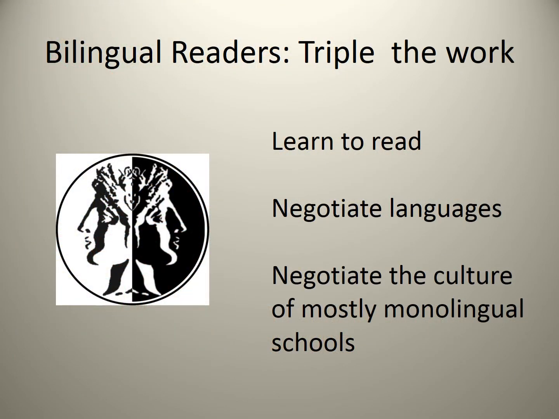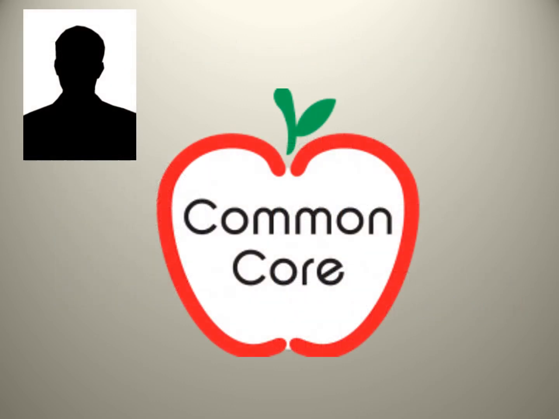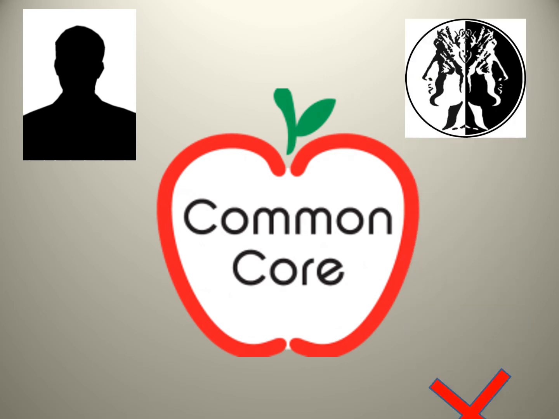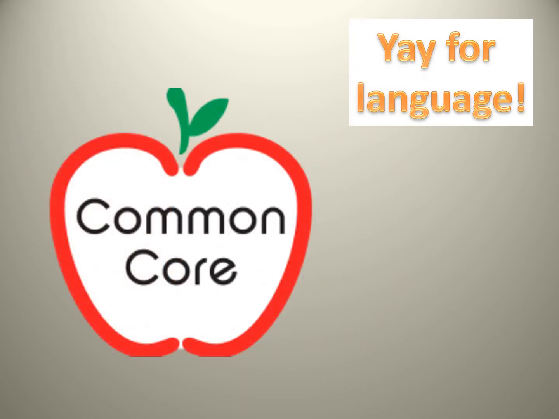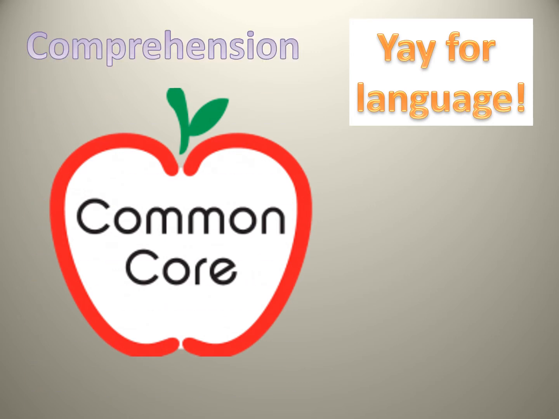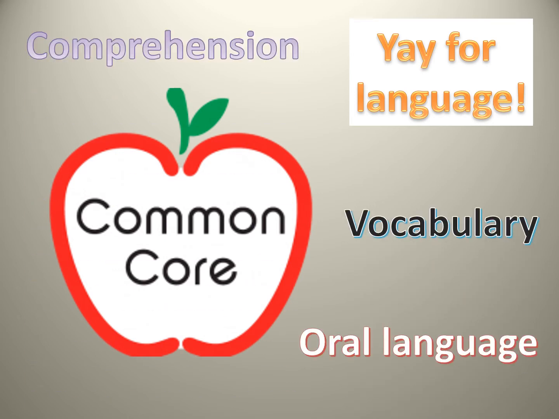A bilingual reader may have triple the work. They need to learn to read while negotiating in both English and other languages and negotiating the culture of mostly monolingual classrooms and schools. Sadly, the Common Core state standards were developed with the monolingual reader in mind. Other languages and cultures were not highlighted in this framework. However, there are some strong language components that are helpful for bilingual learners. For example, the focus on comprehension, oral language development, and vocabulary.